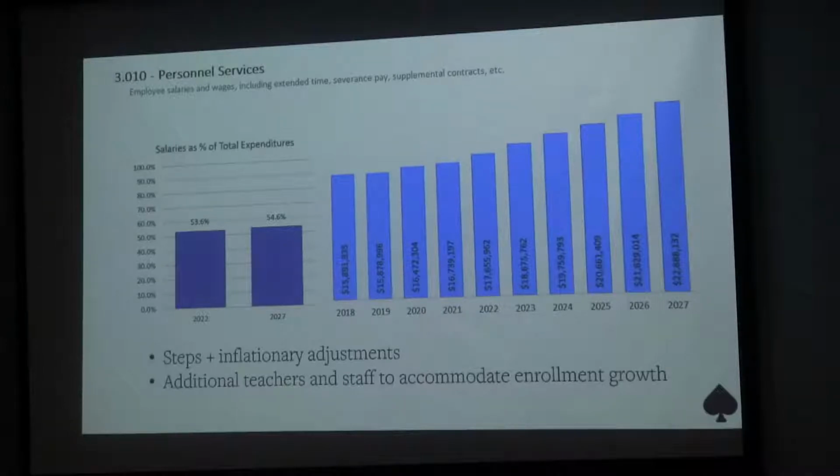In addition to that, we have built in additional teachers and staff to accommodate the enrollment growth that we talked about. So if we're talking about 72 new students per year, that's about 3 teachers. So that's what we've included each year for the next 4 years. And this year we added two positions, both at the elementary. So that's included in 23, and then the 3 teachers for 24 through 27.